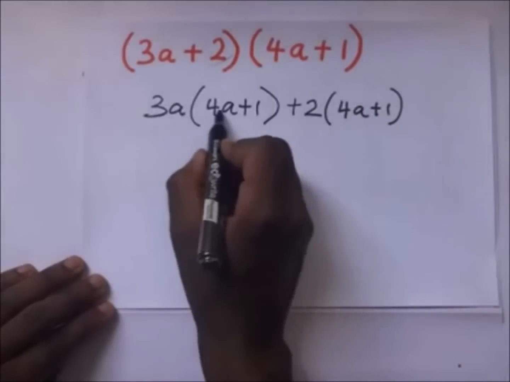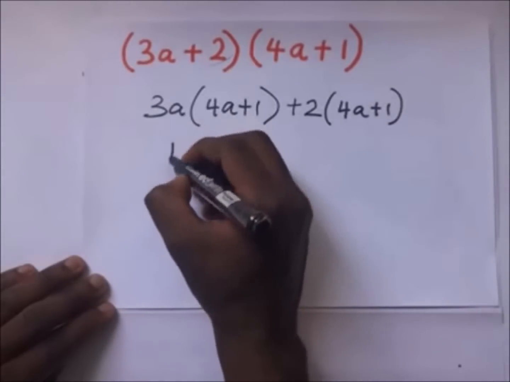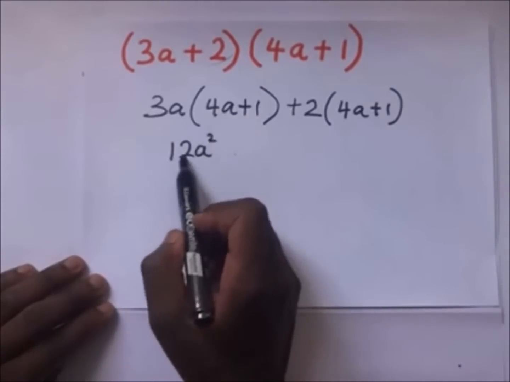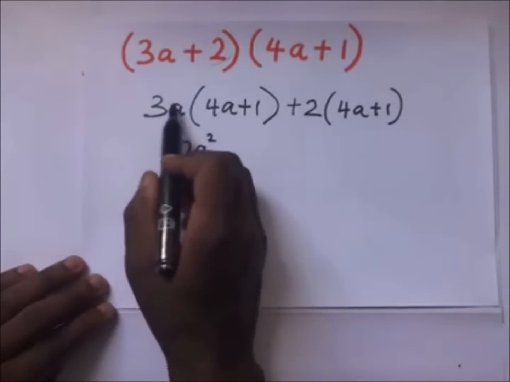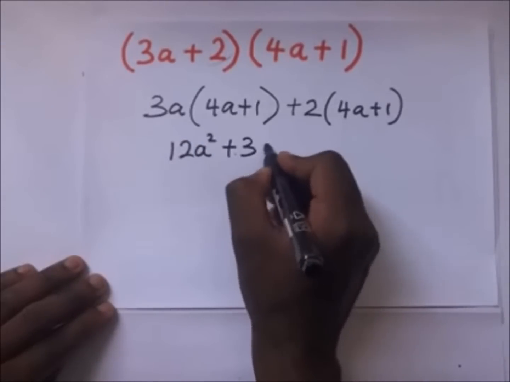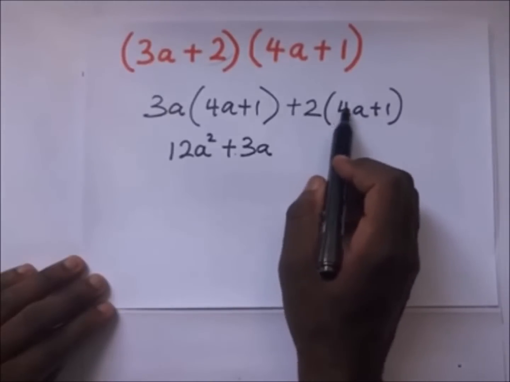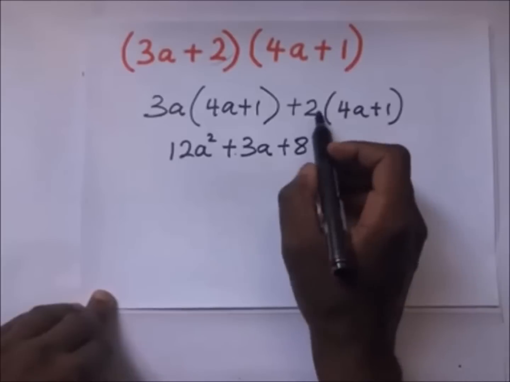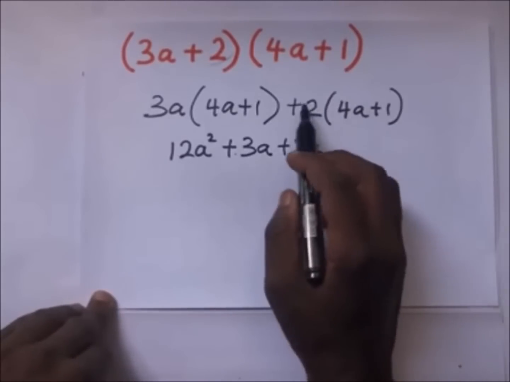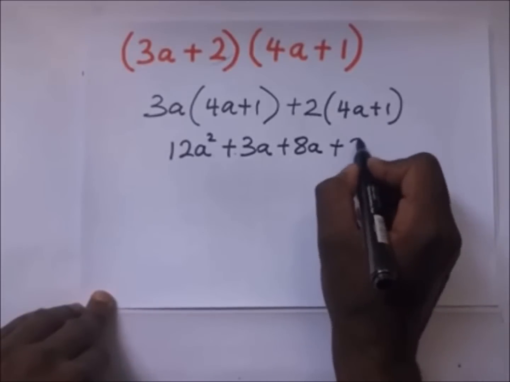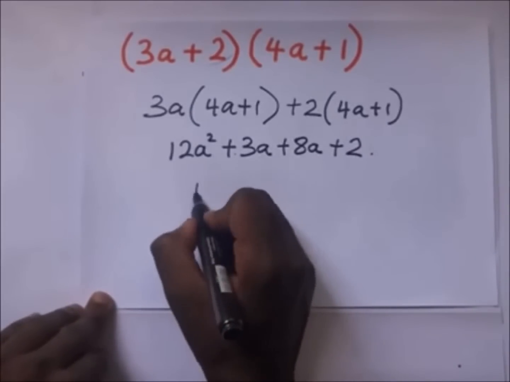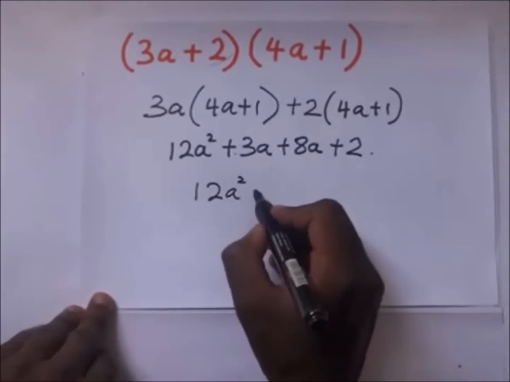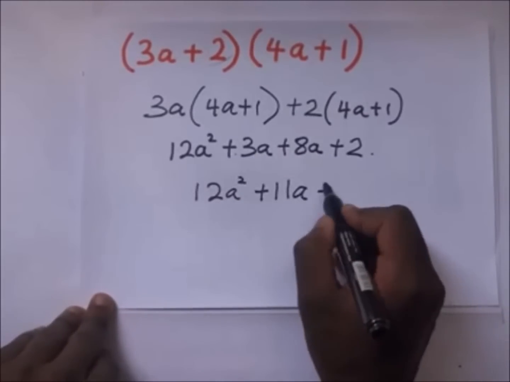So we open brackets. 3a times 4a is going to give us 12a squared, as in a times a is a squared, then 3 times 4 is 12. Then we have positive 3 times 1, which is giving us positive 3a. Then we have positive 2 times 4a, 2 times 4 is 8, so it's positive 8a. Then we have positive 2 times 1, which is giving us plus 2. And so our answer here shall be 12a squared, 8 plus 3 is going to give us plus 11a plus 2.